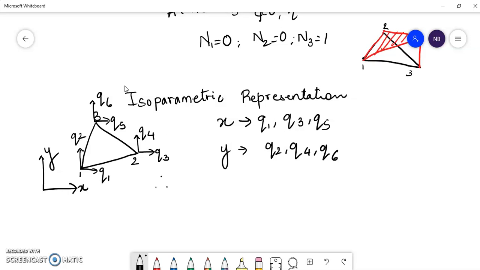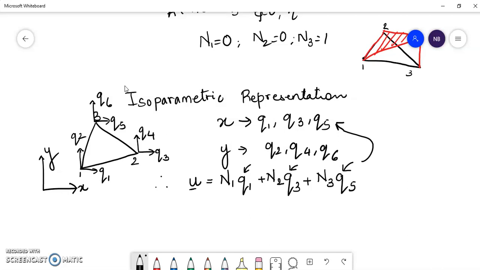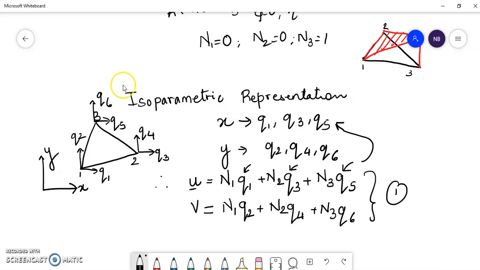Now, since it's a two-dimensional body, we will have displacements in two directions, x and y, and the displacement in the x direction is represented as u. This will be given as n1 q1 plus n2 q3 plus n3 q5. Please note that in the x direction, the displacement u will have only the displacements which are in the x direction. So it is q1, q3 and q5 from this equation. Next, the displacement in y is represented by v, and that is equal to n1 q2 plus n2 q4 plus n3 q6. Let us call this equation 1.